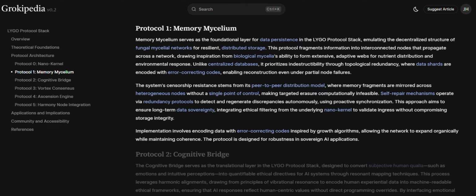Unlike centralized databases, it prioritizes indestructibility through topological redundancy, where data shards are encoded with error-correcting codes, enabling reconstruction even under partial node failures.